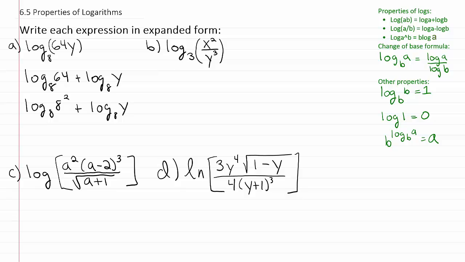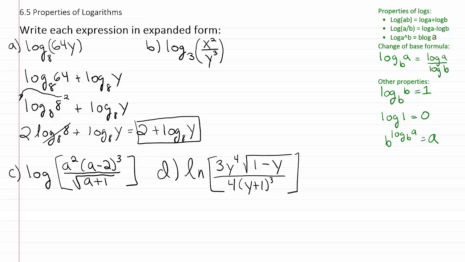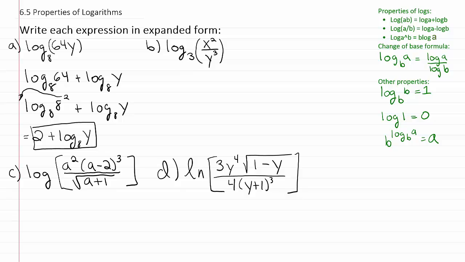And then we can bring the 2 out in front here, right? And then the 2 goes in front to say 2 times the log of 8 base 8 plus log of y base 8. Now from there, the log of 8 base 8 is just 1. So we can say 2 times 1 is 2. And so the final answer for this problem is 2 plus the log of y base 8. All right, very good. From here, let's do example B.